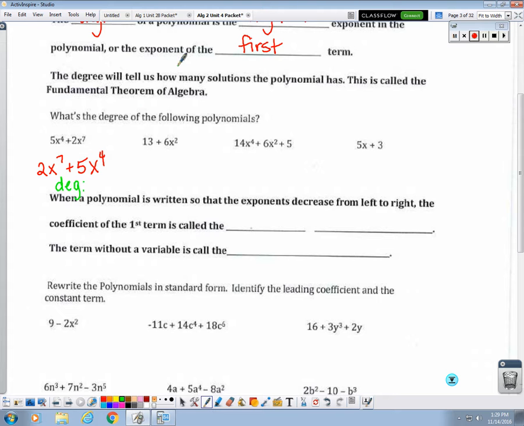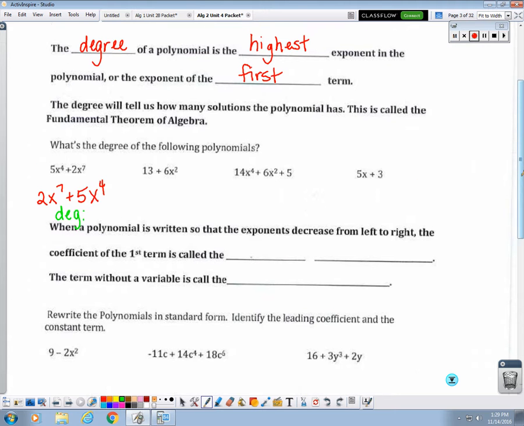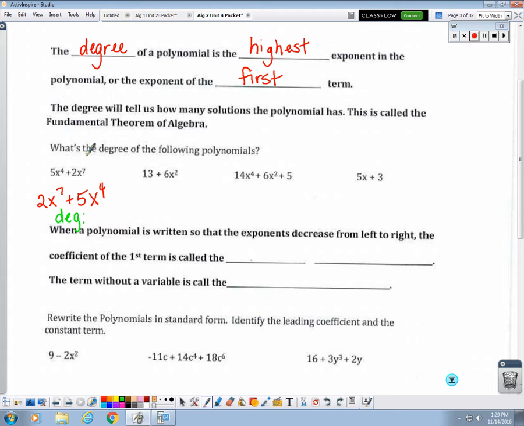The degree is the highest exponent. So out of those two terms, which one is the highest exponent? 7. Remember guys, there's only two exponents. 7's an exponent and 4's an exponent. The highest is 7, so that's your degree.